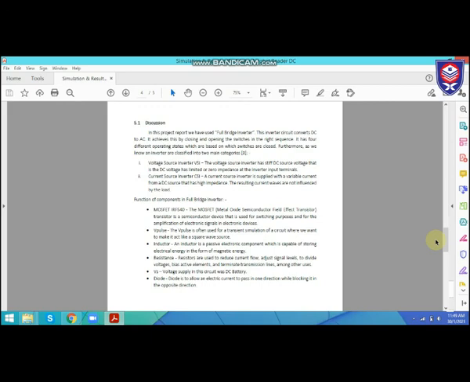So yang terakhir sekali adalah diode. Diode ini berfungsi untuk allowkan electric current tersebut bergerak dalam keadaan satu arah apabila ada arah lain yang block current tersebut daripada bergerak.